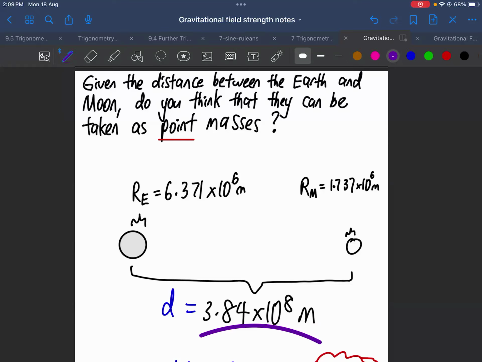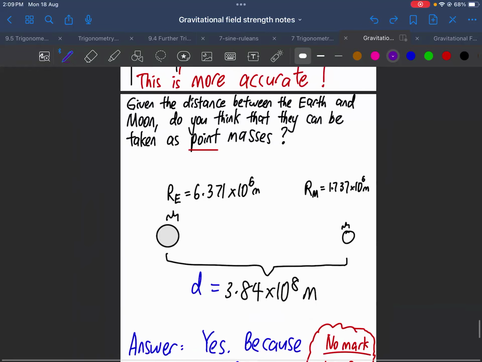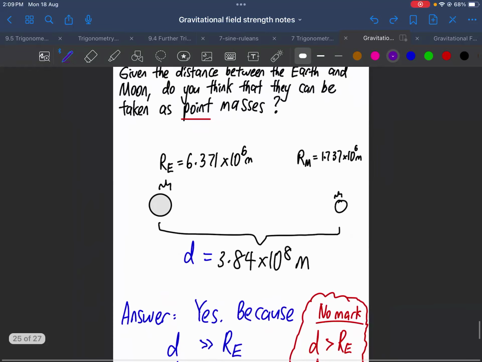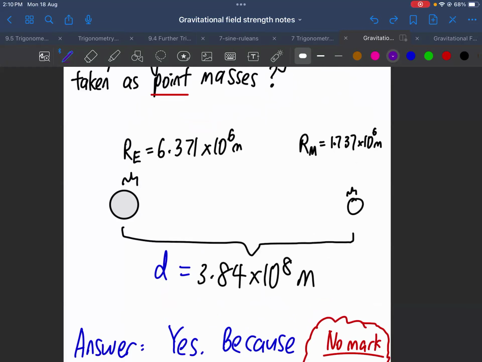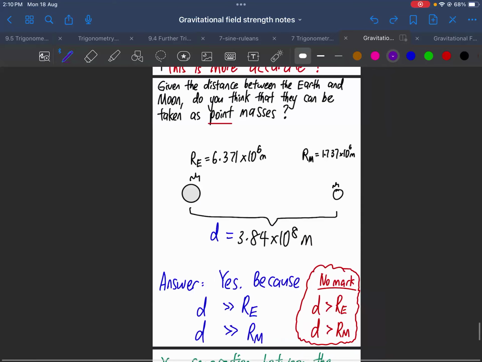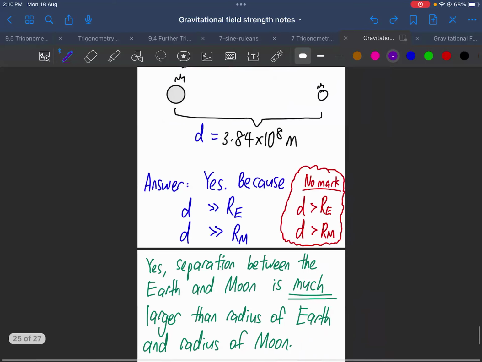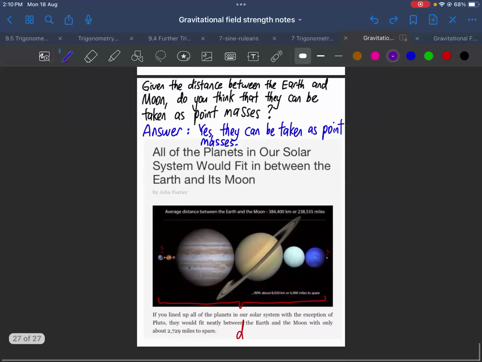On a night sky, I believe you can see the Moon, right? Always, let's say on a full moon night. Do you think the distance between you and the Moon right now is huge enough or not? Let's say you are now looking at the Moon in the night sky. Do you think the distance between you and the Moon is big enough or not? The answer is it is big enough.